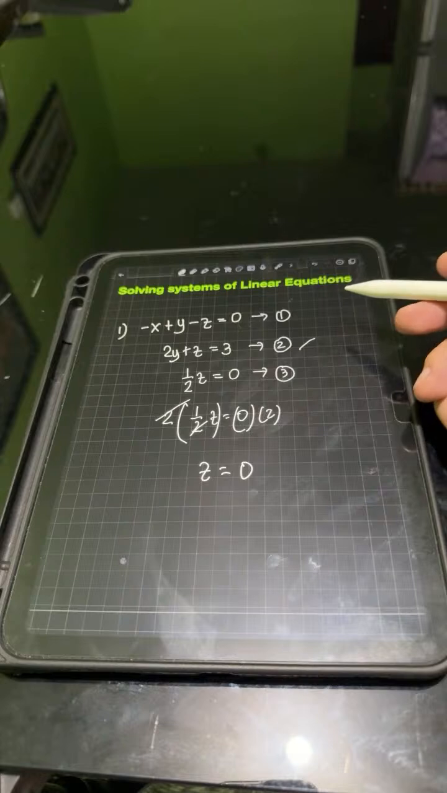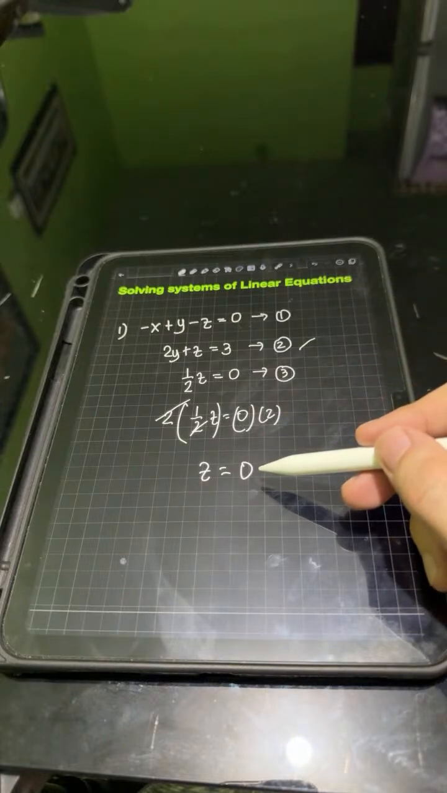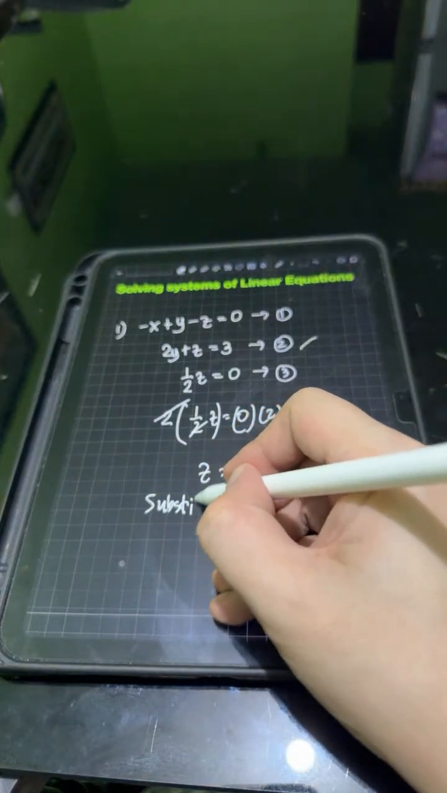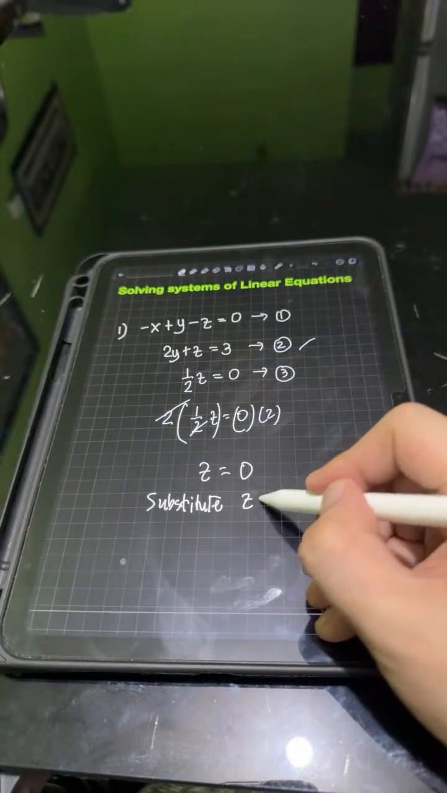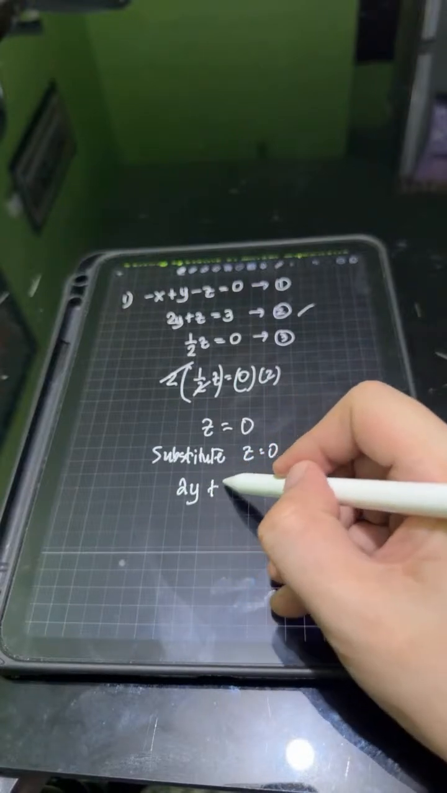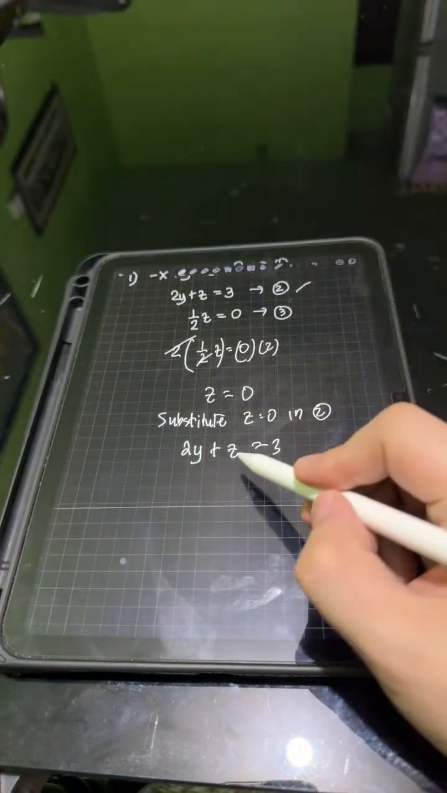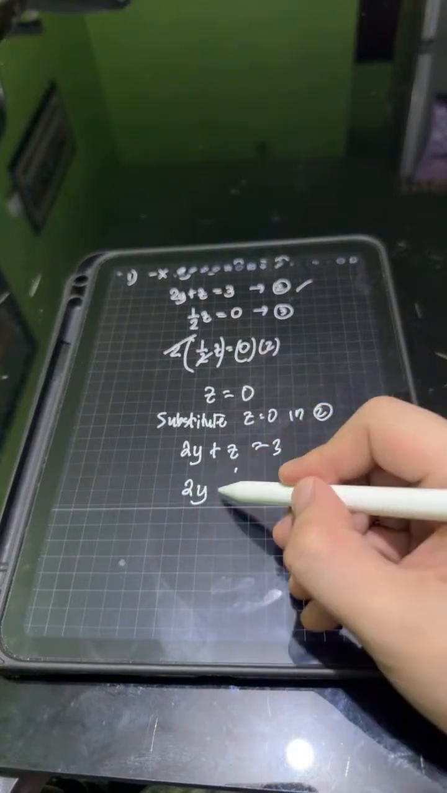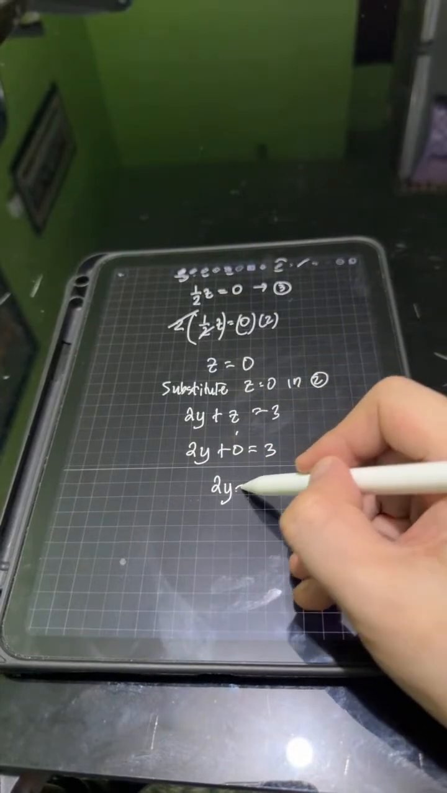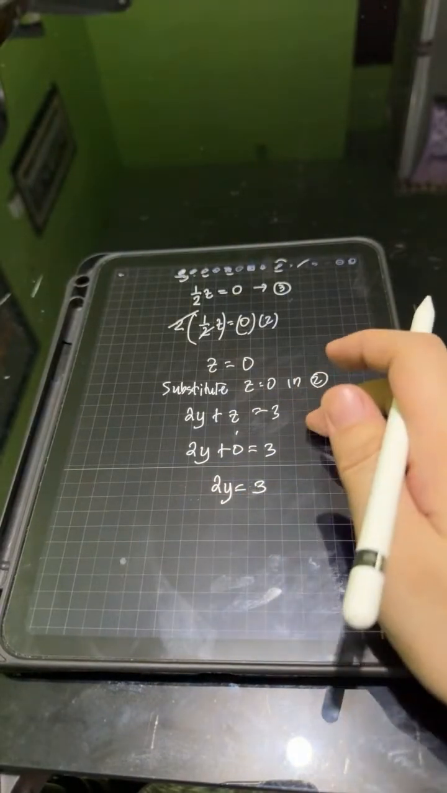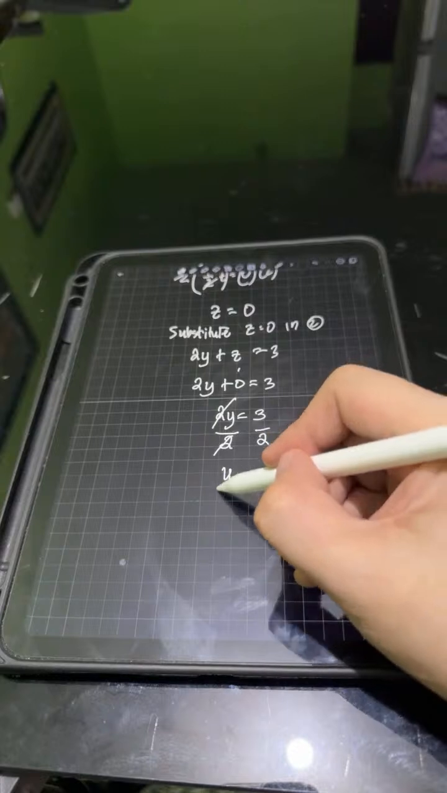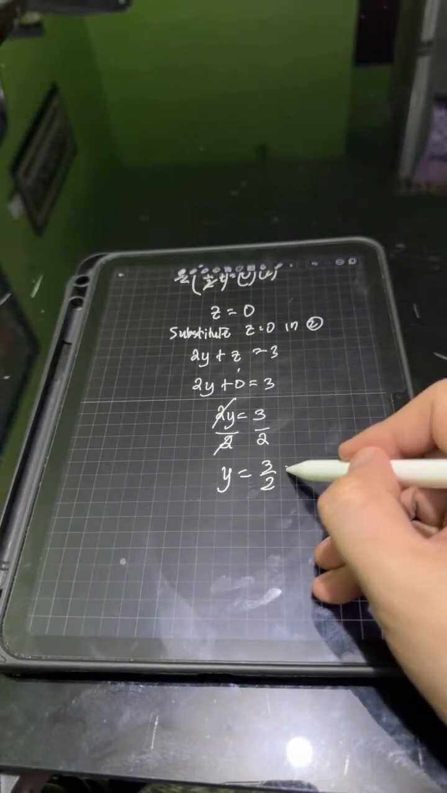From equation 2, we can substitute this obtained value of z to solve for y. So substitute z equals 0 in 2. Equation 2 is 2y plus z equals 3. But z is equal to 0. Substitute, we have 2y plus 0 is equal to 3. Therefore, 2y is just equal to 3. Then to solve for y, we divide both sides by 2 so that y is equal to 3 over 2 or 3 halves.